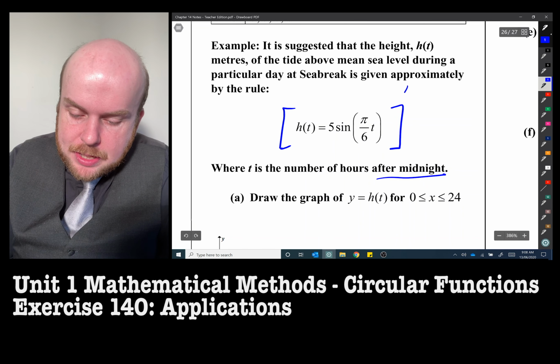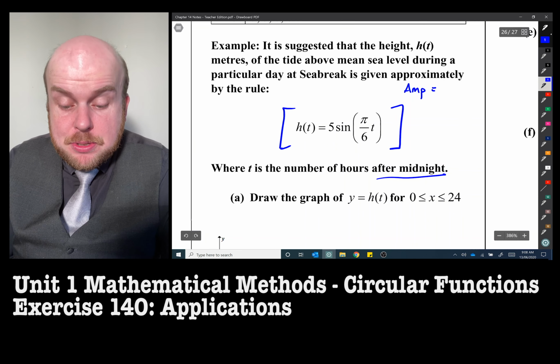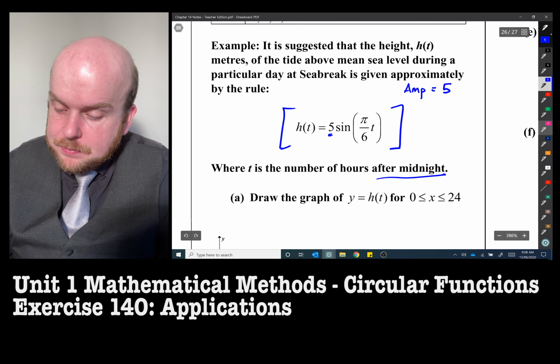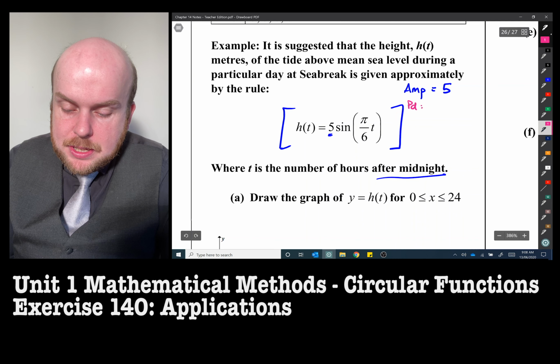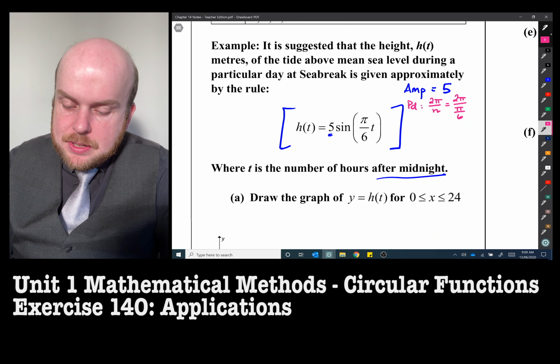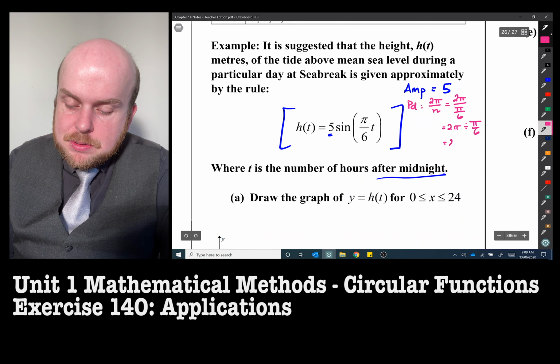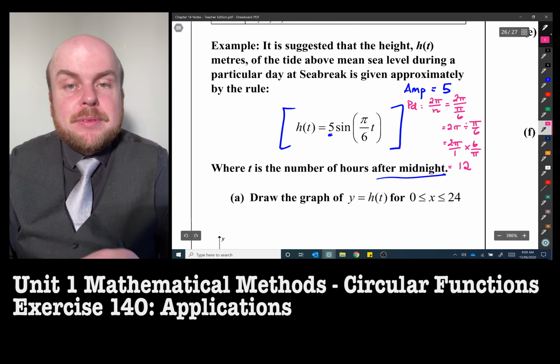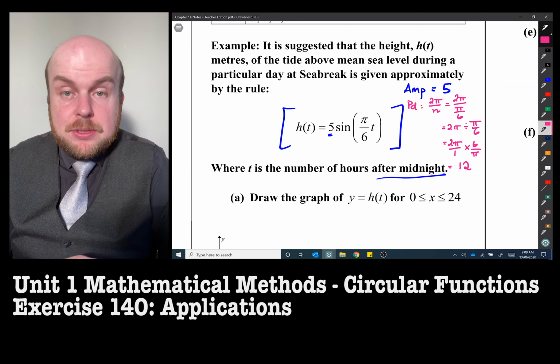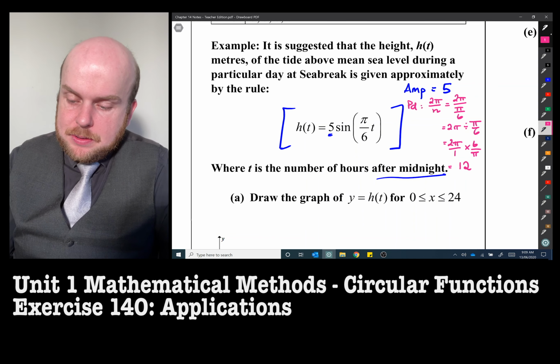So let's go with the amplitude. The amplitude here is 5. It's a sine graph, so therefore the period is 2 pi over n. So 2 pi over pi over 6. So 2 pi divided by pi over 6 is equal to 2 pi over 1 times 6 over pi. So here we go, our period is 12. So that means the pattern starts and ends at 12.